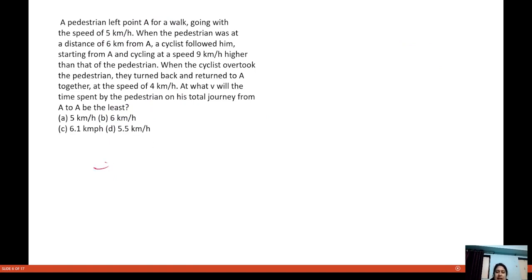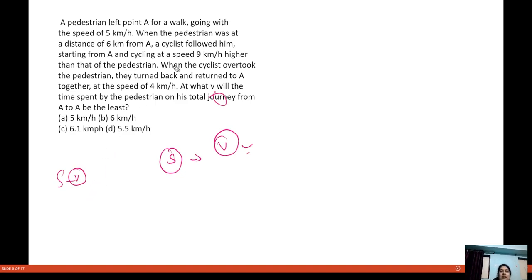So we'll take that y is the speed, or any variable you can take. Let us take s is the speed. Okay, and let us take v is the speed. So v is the speed of this pedestrian.